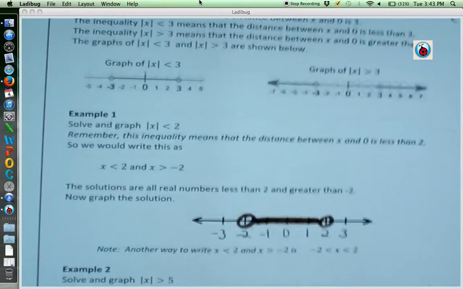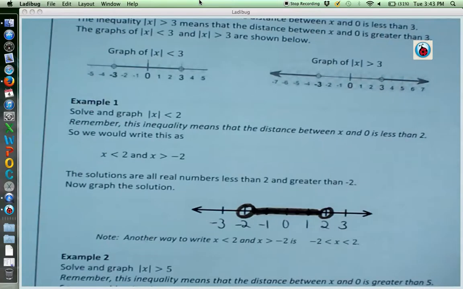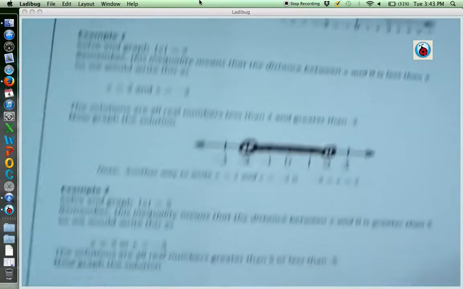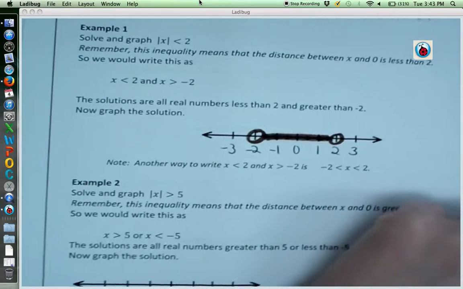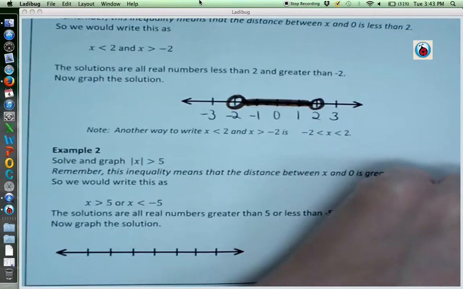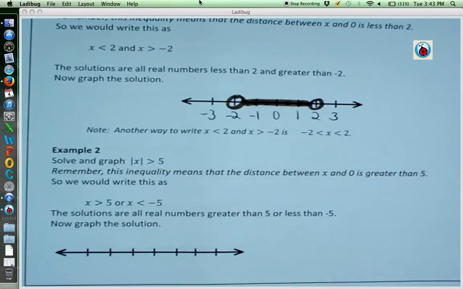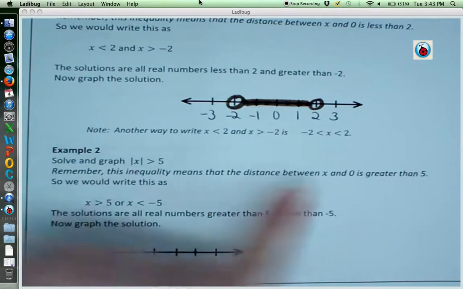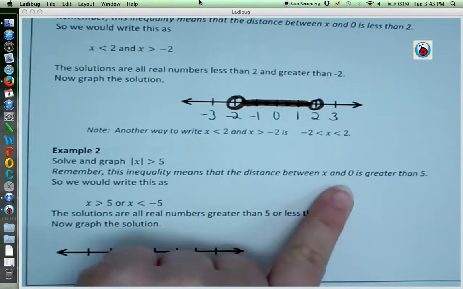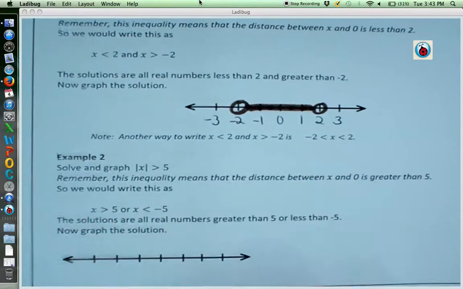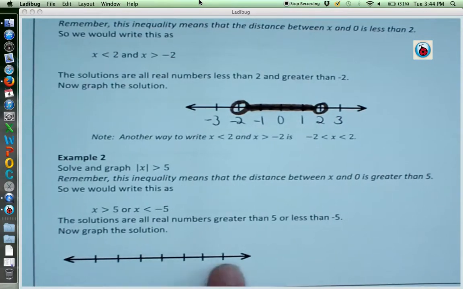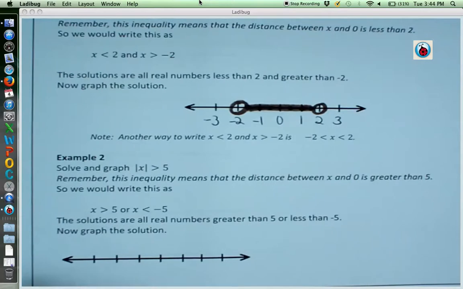Let's try example 2. This one has a different number, 5. It also has the absolute value symbol switched around, so we're going to end up with a different looking graph than in example 1. Remember, this inequality means that the distance between x and 0 is greater than 5. So, on my number line, this is not going to have enough room to go 5 to the right of 0 and 5 to the left of 0. So I'm actually going to scale this a little bit.